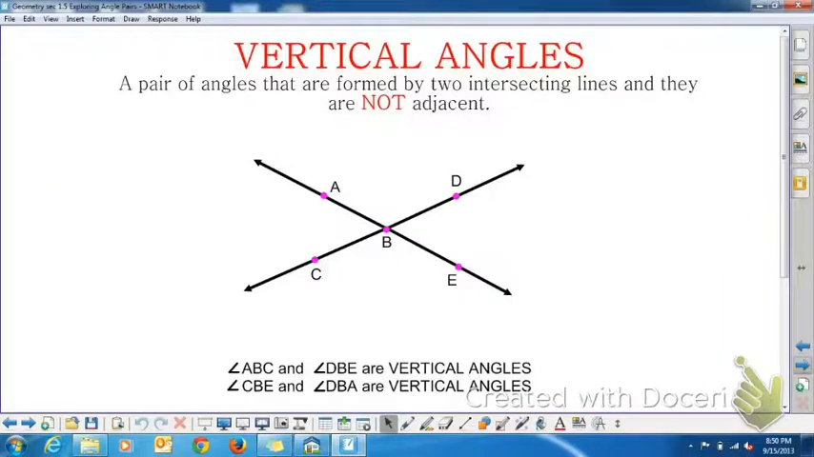Here's another example of vertical angles, a pair of angles that are formed by two intersecting lines and they are not adjacent. So in this picture, angle ABC and angle DBE are vertical angles. Therefore, they are congruent to each other. Another pair of vertical angles in this picture are angles CBE and angle DBA. This is another example of vertical angles.